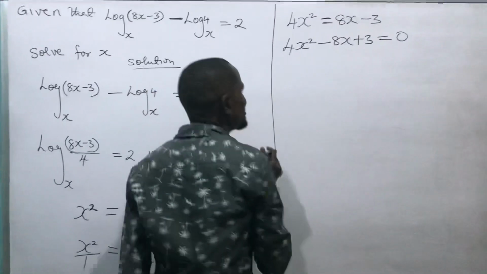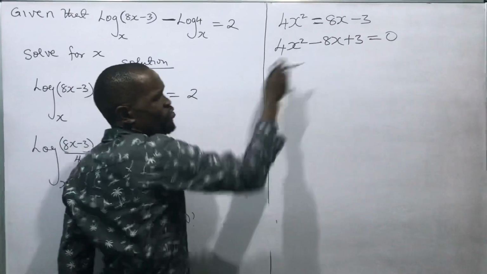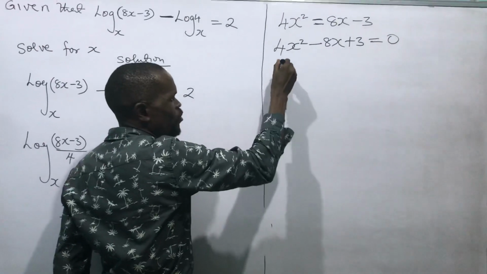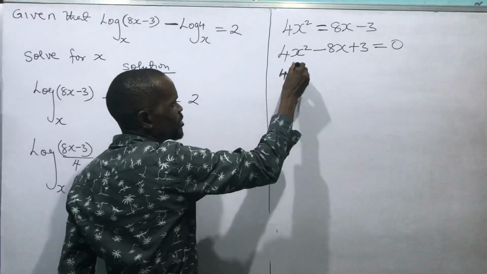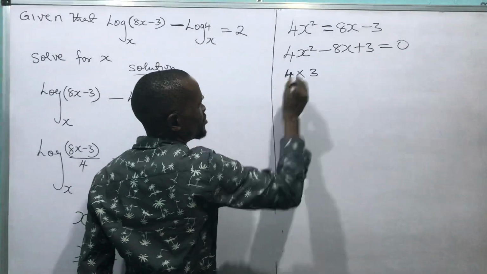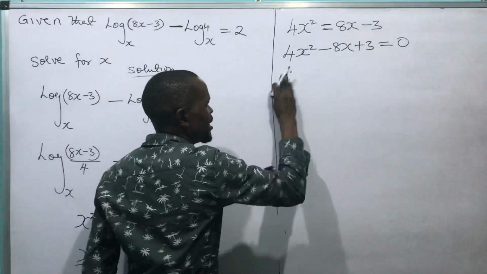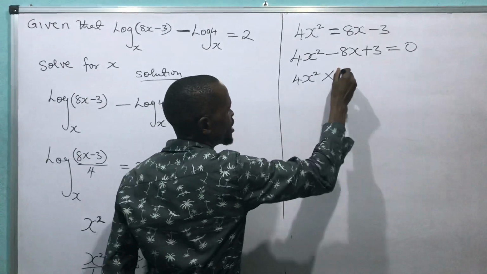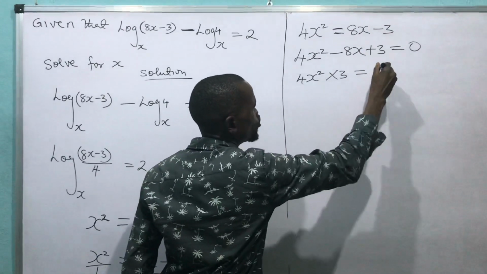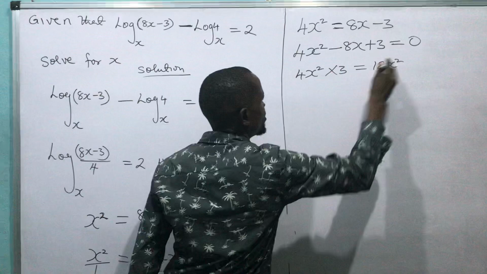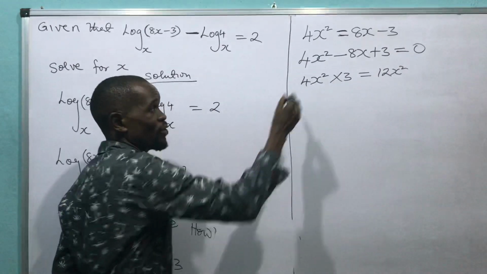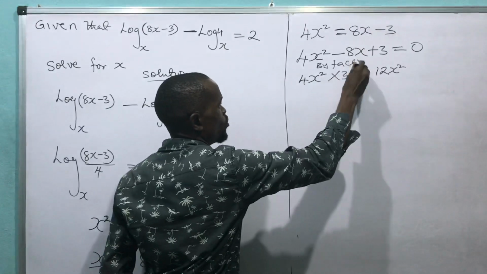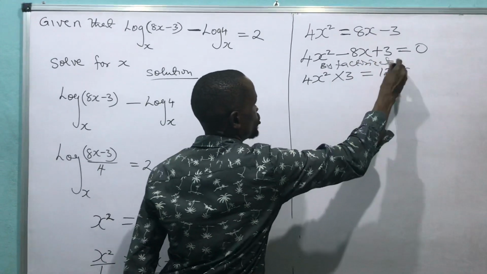Now, the next thing I'm going to do is factorize. What's my factor? I will take the first one, 4, which is a, times what? 3. Let me come again. I said 4x squared, which is the first term, times 3. What does it give me? It gives me 12x squared. I'm using factorization. That's what I'm doing.